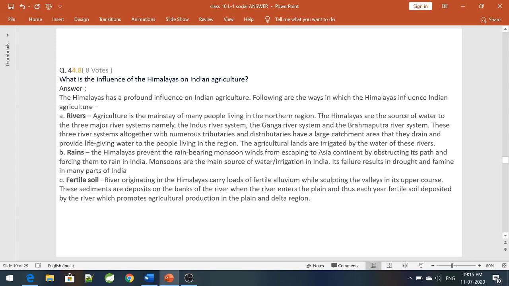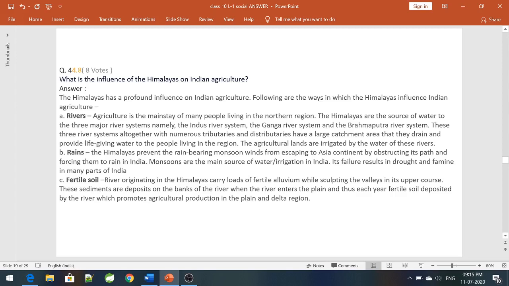Rains. The Himalayas prevent the rain-bearing monsoon winds from escaping to the Asian continent by obstructing their path and forcing them to rain in India. Monsoons are the main source of water for irrigation in India. Its failure results in drought and famine in many parts of India.